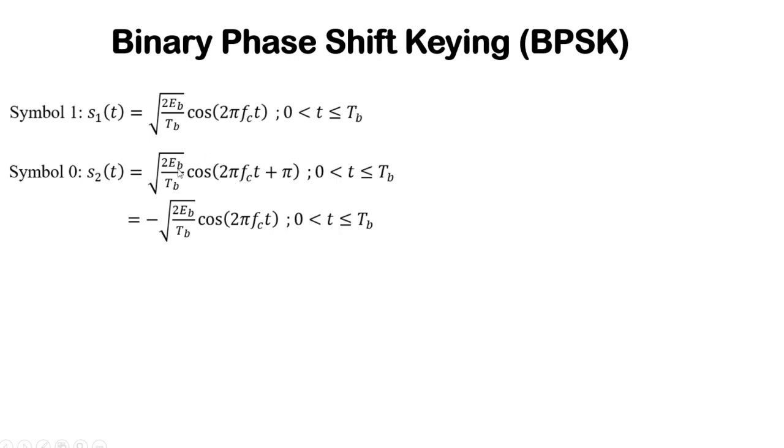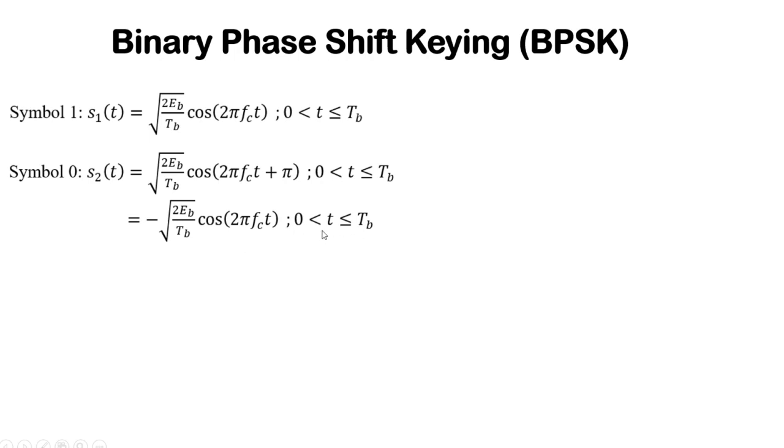For any cosine relation, cos theta plus pi gives minus cos theta, so the minus sign will be outside: minus under root 2EB by TB cos 2 pi FCT. This is the time duration of a single bit, 0 to TB, for which the signal will be available. For symbol 1 the value is plus under root 2EB by TB cos 2 pi FCT, and for symbol 0 the signal is minus under root 2EB by TB cos 2 pi FCT, for a single bit.